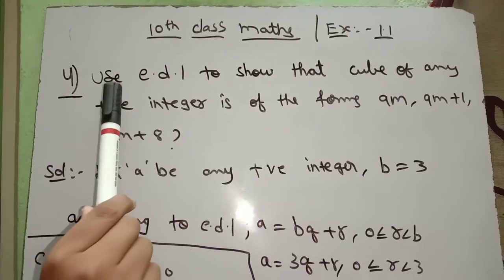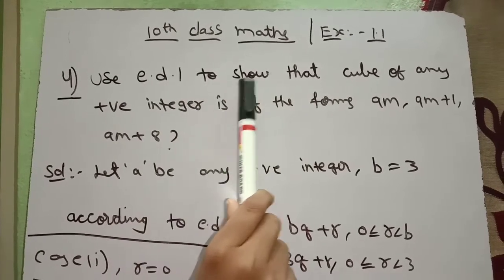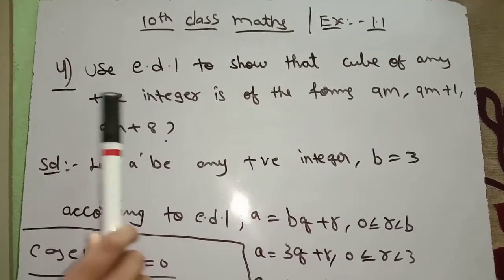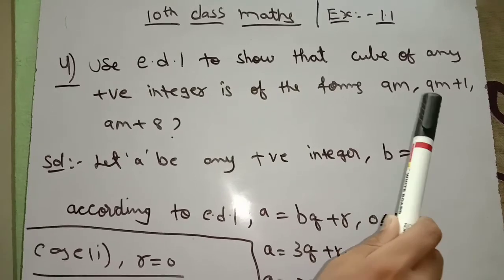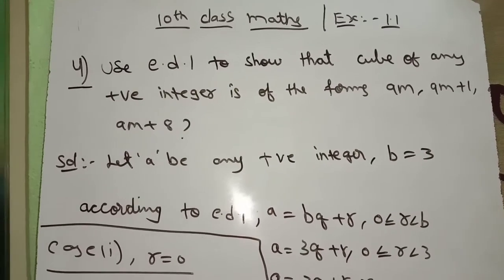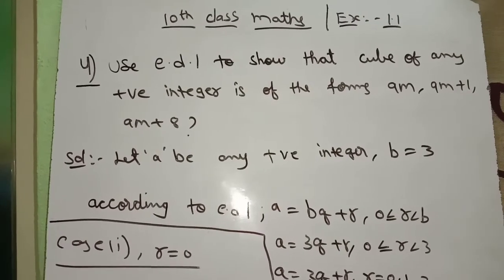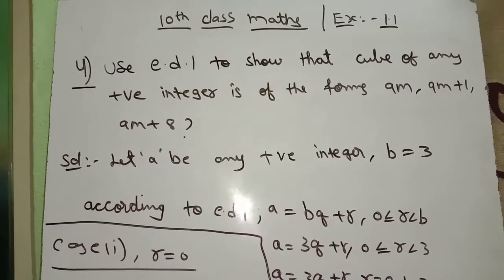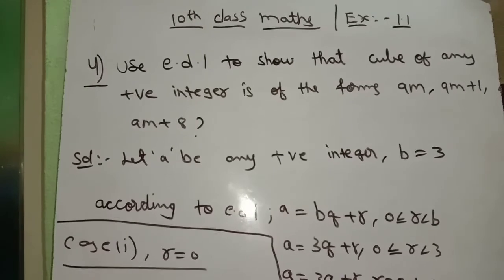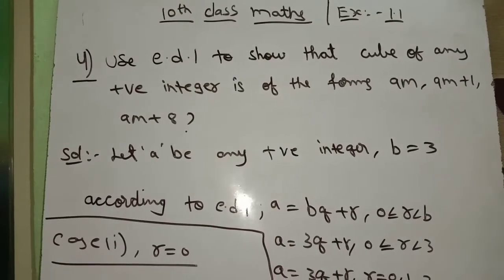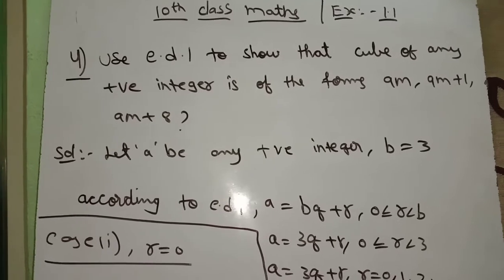The question is: use Euclid's division lemma to show that the cube of any positive integer is of the form 9m, 9m plus 1, or 9m plus 8. So friends, here we have to use Euclid's division lemma again to show that any cube of a positive integer is of these three forms only: 9m, 9m plus 1 and 9m plus 8. So let's do the solution.